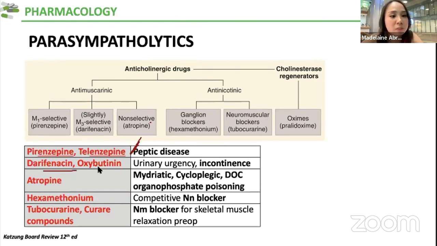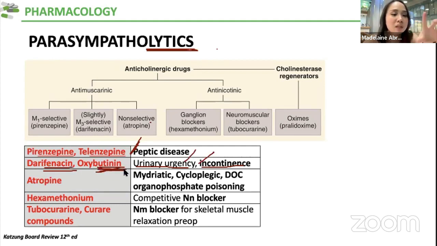You just have to know the uses, kasi tinatanong pa rin yan sa boards. You have your urinary urgency and urinary incontinence. Bakit? Para sympatholytic to. So, ibig sabihin, imbis na rest and digest, kabaliktaran. So, hindi ka iihi. Therefore, kung ihi ka ng ihi, pwede mo itong gamitin. Your diphenacin and oxybutynin, kasi it will stop the urine flow.